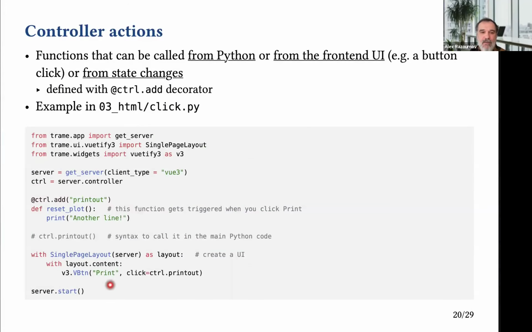Here I have a button, and whenever I click it, it will explicitly call the function called printout. Actually, printout is not the name of the function, but it's what the function is known as to Trame inside the controller namespace. Every time I click, it will run this function, which will just print another line on the server side. That's the way to call this not from the UI, but directly from the Python code.